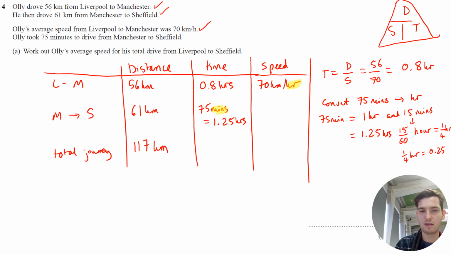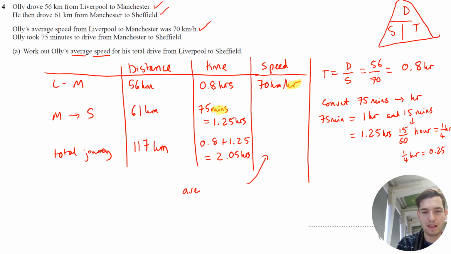And I don't think I need to work out the speed from Manchester to Sheffield, because it tells me to work out his average speed for the total drive. So I'm not going to worry about Manchester to Sheffield. Well, how do I do that? Let's work out the total time. It's going to be 0.8 plus 1.25. Everything's in hours, so it's okay. That is 2.05 hours.